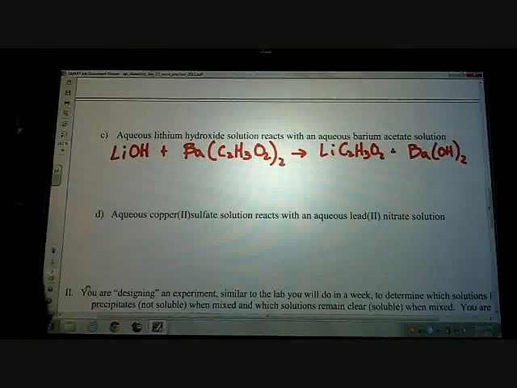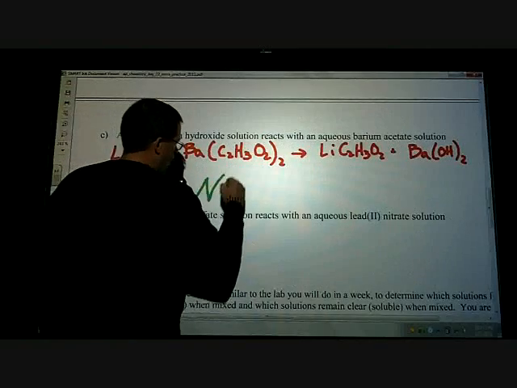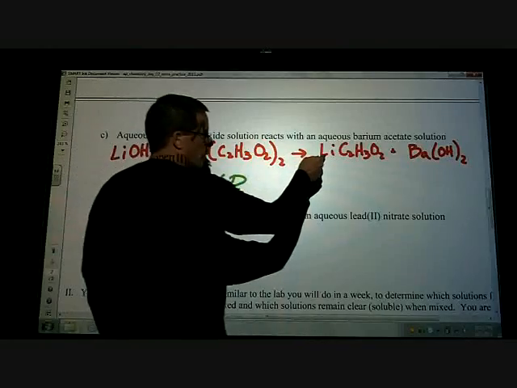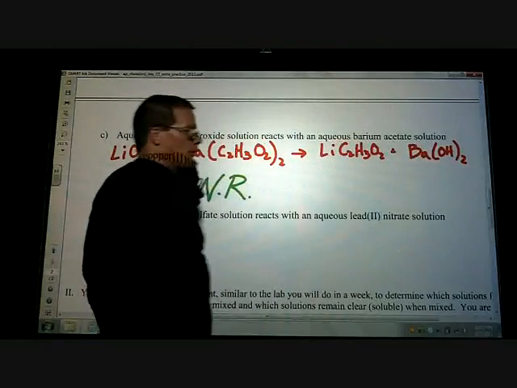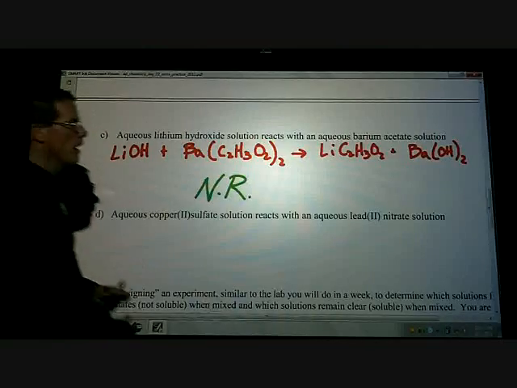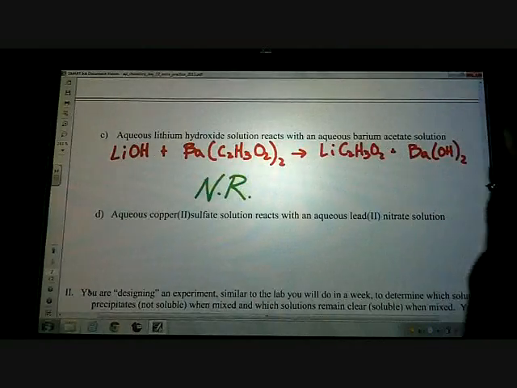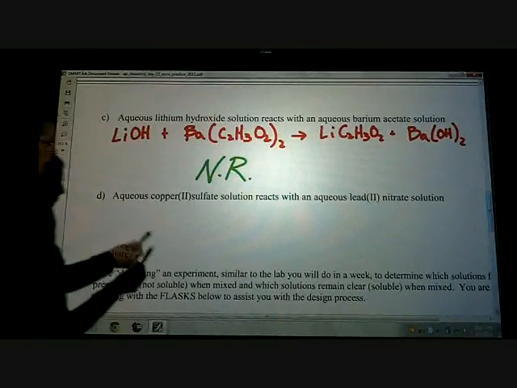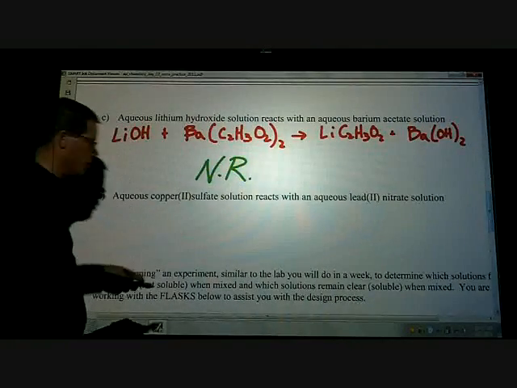So we have ourselves a no reaction. Again, lithium's a group 1A metal. Acetate is never going to form a precipitate. So there's your example of a no reaction. Hopefully you had a chance to do it. If not, pause the video, try it on your own.